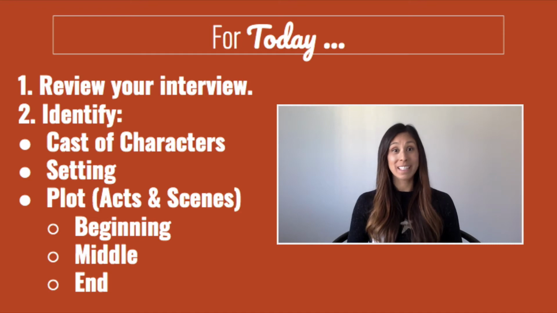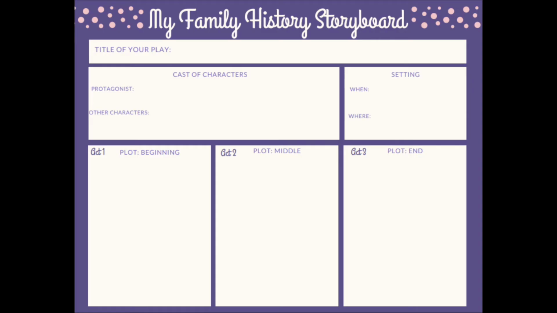I'm going to model exactly how to do this next. Because we're in the planning stage of the writing process, we're going to be using a graphic organizer called My Family History Storyboard to help us organize our ideas before we get started with our scripts. I'm going to model exactly how to use this graphic organizer.